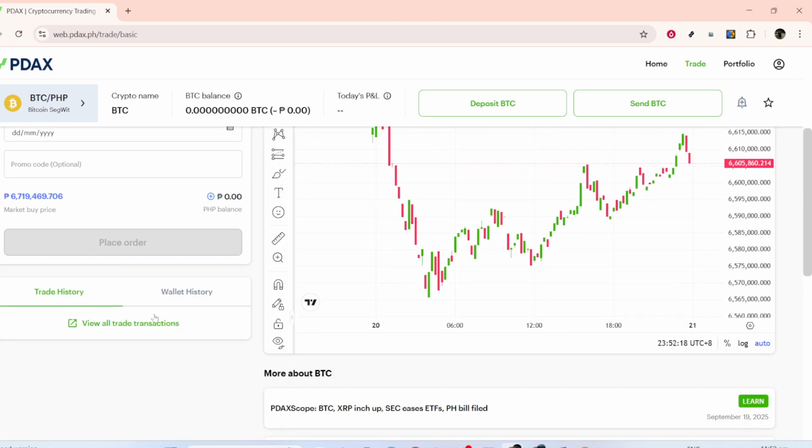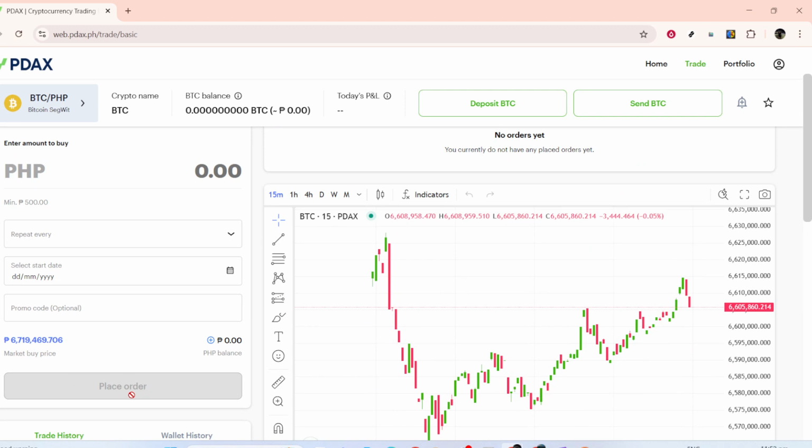By following these straightforward steps, you'll be on your way to mastering trades on PDAX in no time. Remember, whether you choose a market or a limit order depends on your trading strategy and objectives. Take your time to explore the platform and develop your trading skills.